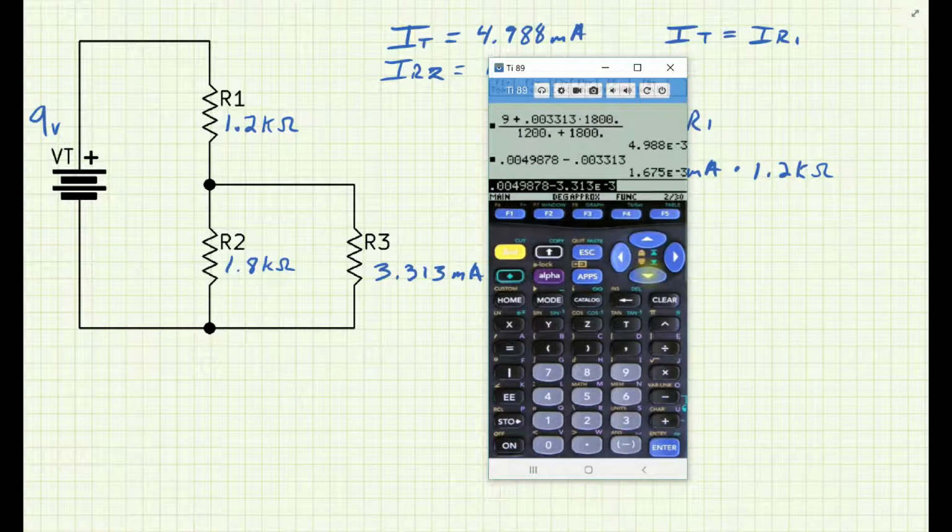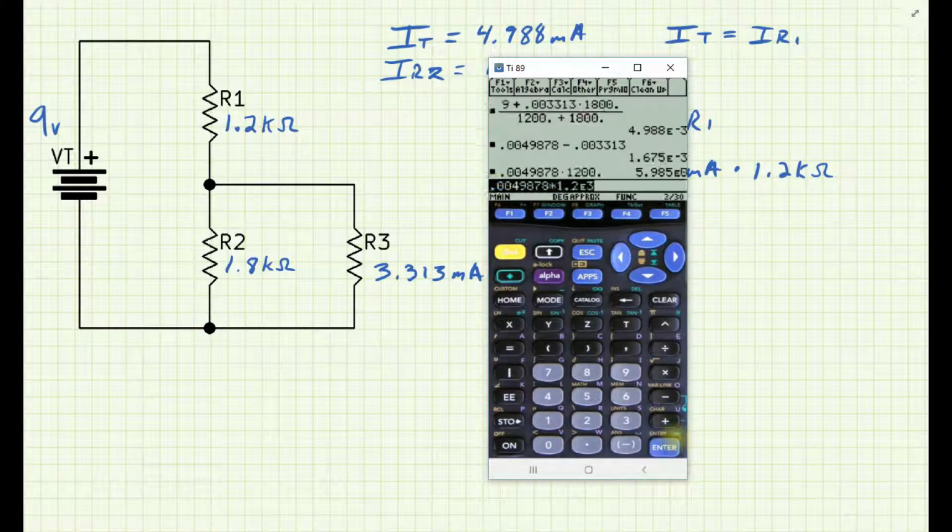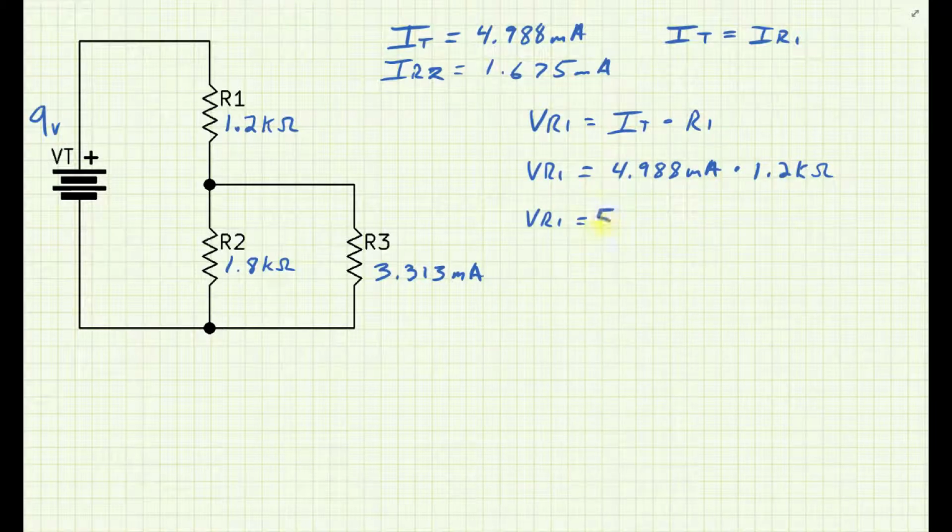Alright, let's clear that. I've got my I total value stored here in my history, so enter times 1.2 e to the third gives me my current times my resistance for R1, and I'm getting 5.985 volts. Okay, 5.985 volts.